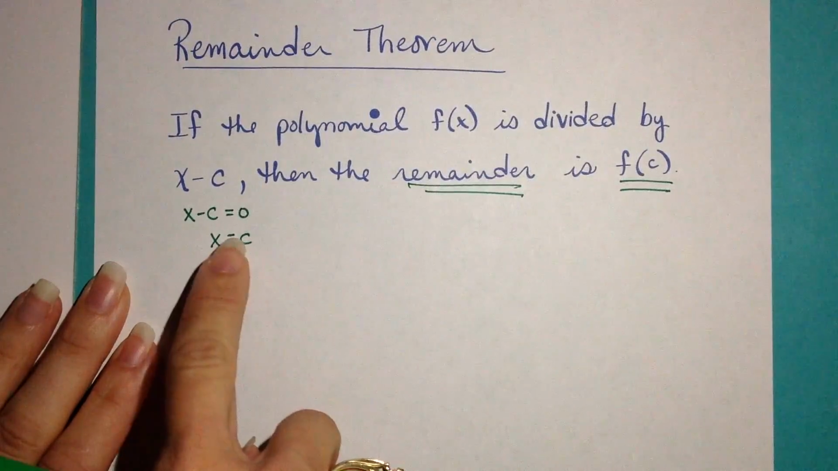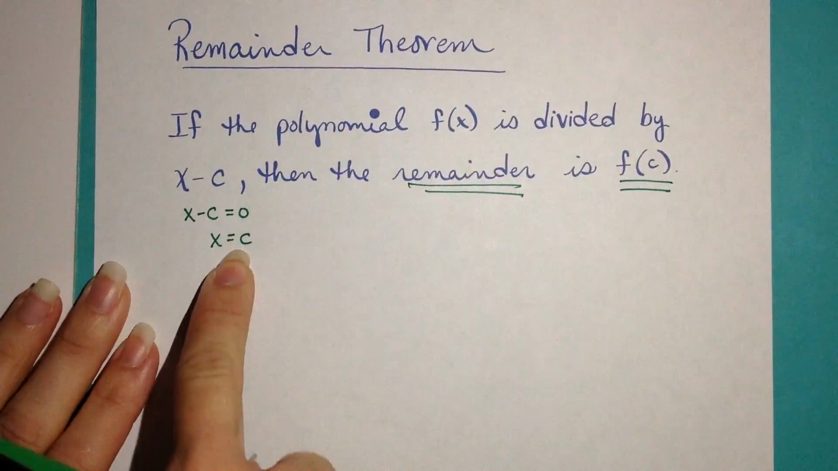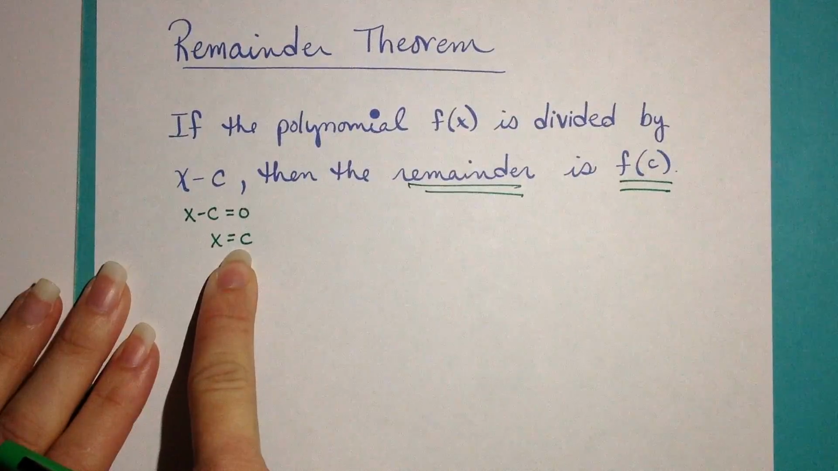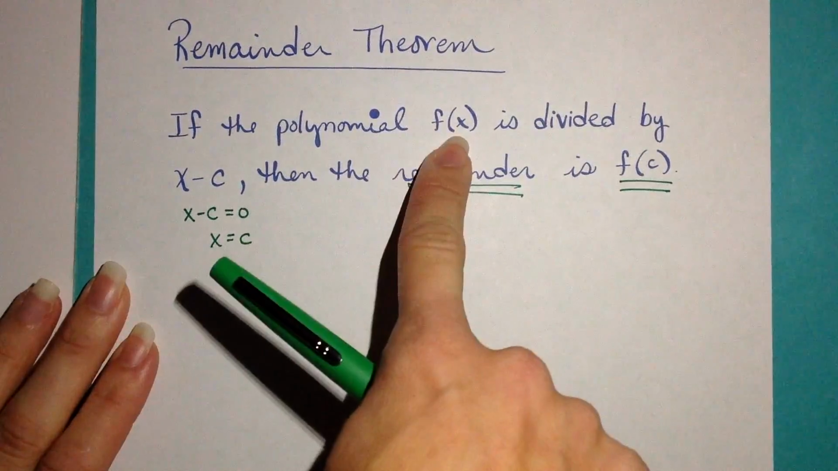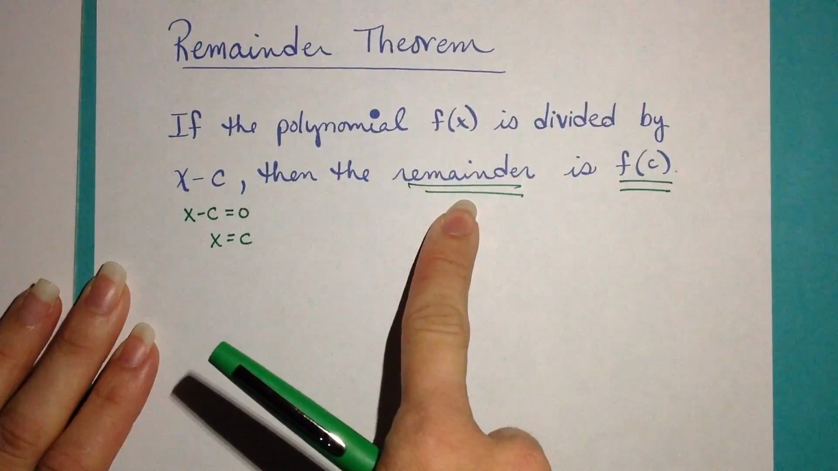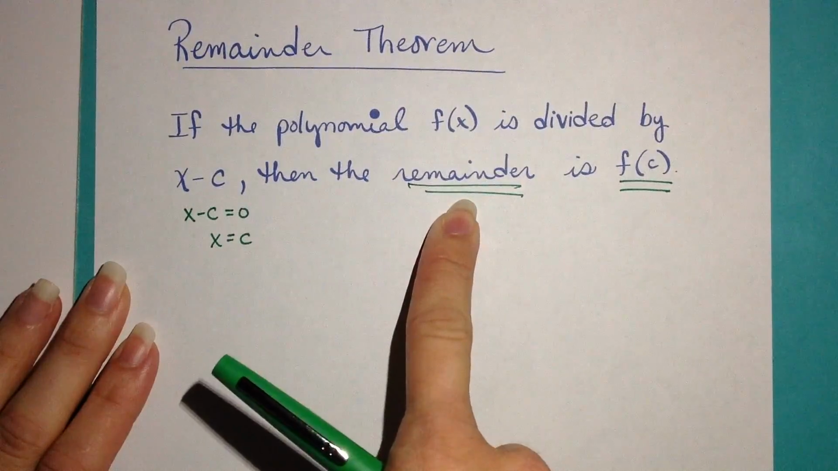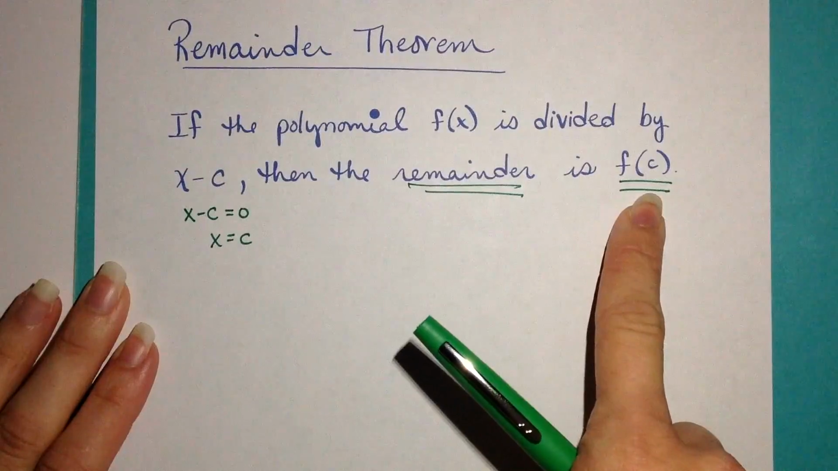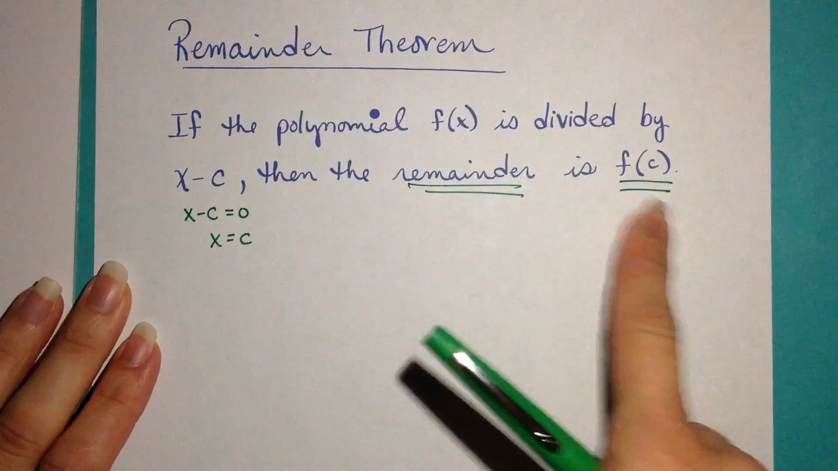But if you were to take this value, do your synthetic division using this value with the given polynomial, then your remainder would be the same thing as if you directly substituted this number into the function.